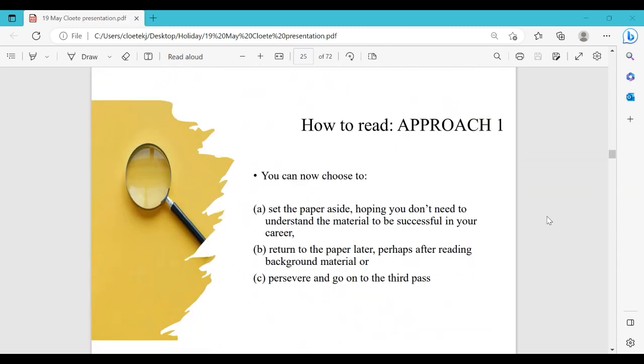Now, after you've read the paper for the second time, you can either choose now, shall we stop now? We didn't really understand the material, or this is not really related to me.